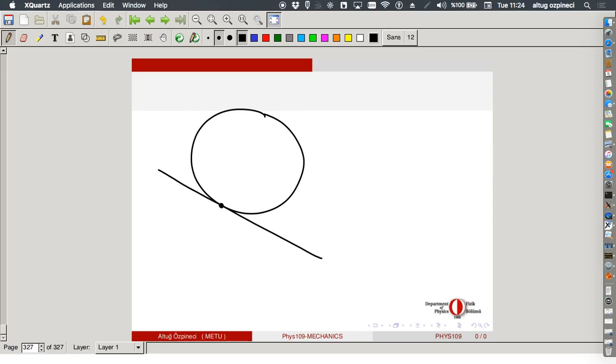What are the forces acting on my object, on my mass? There is the weight. What other forces are there? There is the normal force. What else? There is the friction force. What is the direction of the friction force, if there is any? Upwards or downwards?